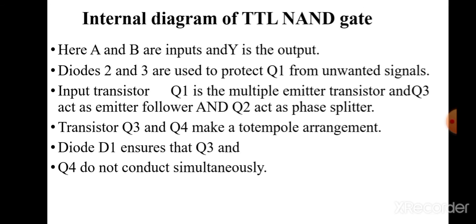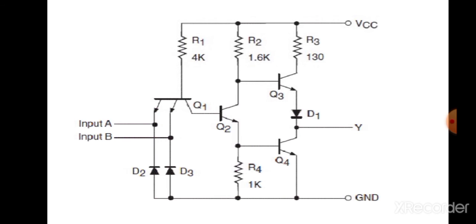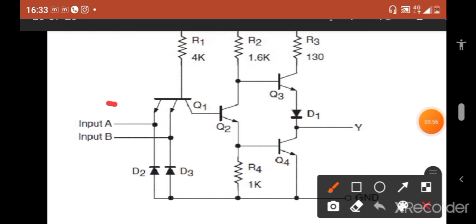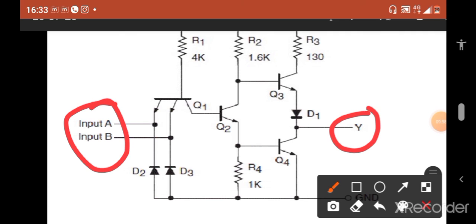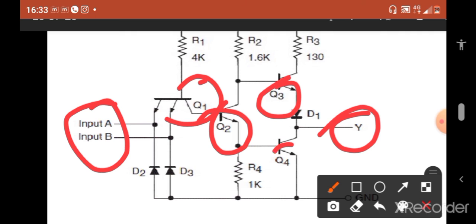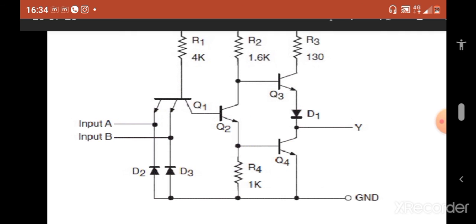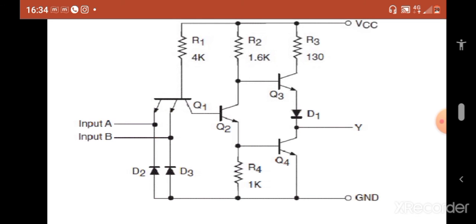So here A and B are inputs and Y is the output. Q1, Q2, Q3, Q4 are transistors, and we are having diodes D1, D2 and D3.